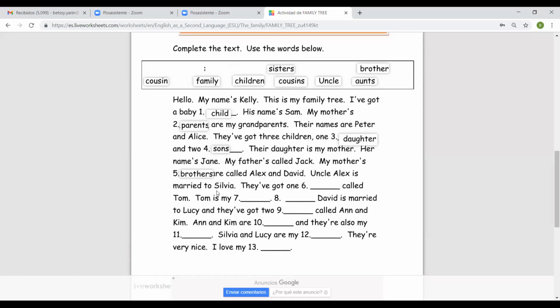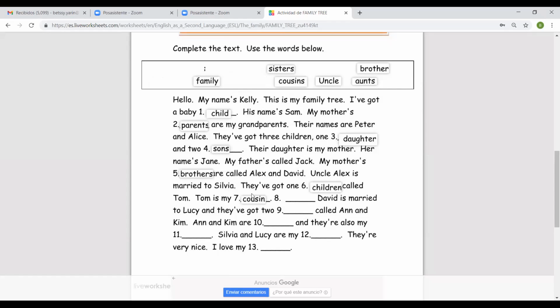Uncle Alex is married to Sylvia. They've got 1 child, called Tom. Tom is my cousin.